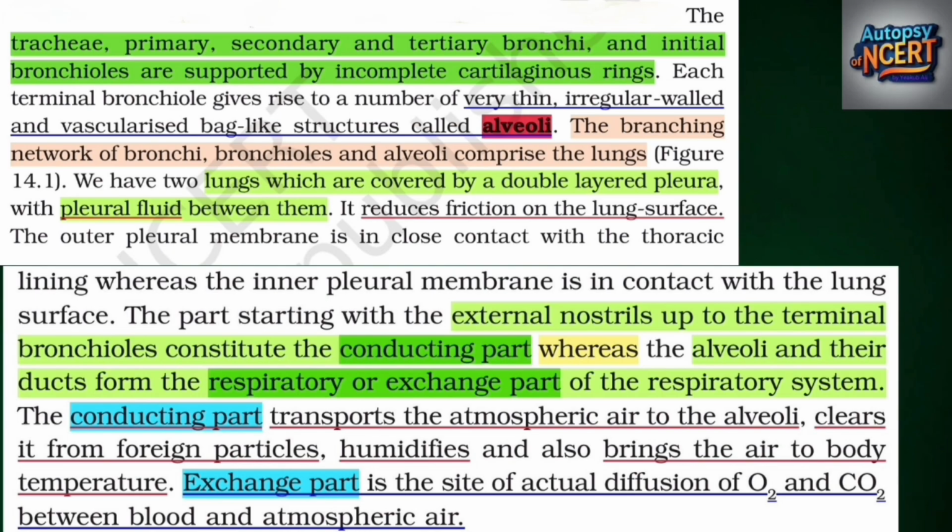The outer pleural membrane is in close contact with the thoracic lining, whereas the inner pleural membrane is in contact with the lung surface. The part starting with the external nostrils up to the terminal bronchioles constitute the conducting part, whereas the alveoli and their ducts form the respiratory or exchange part of the respiratory system. The conducting part transports the atmospheric air to the alveoli, clears it from foreign particles, humidifies it and also brings the air to body temperature. Exchange part is the site of actual diffusion of O2 and CO2 between blood and atmospheric air.